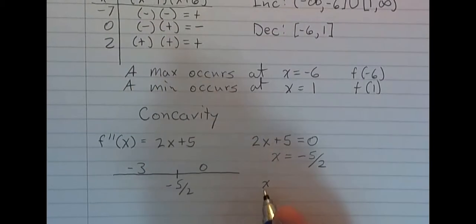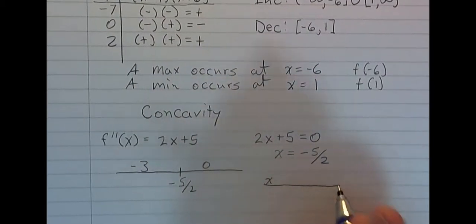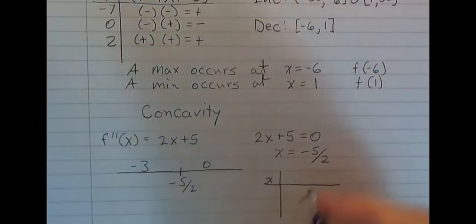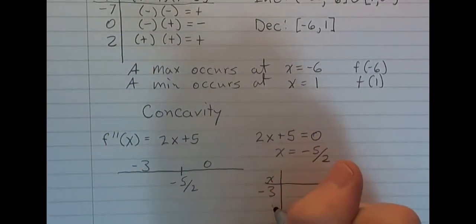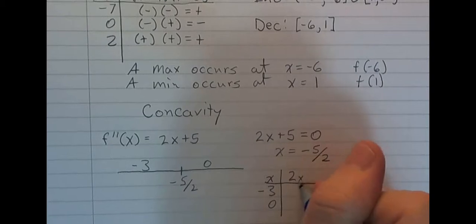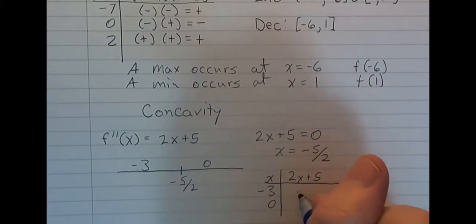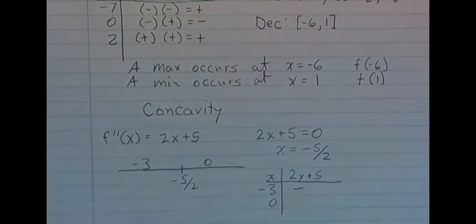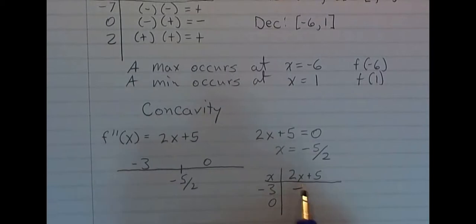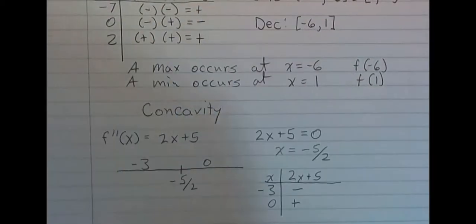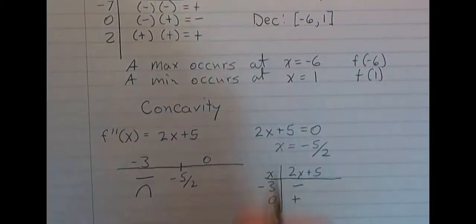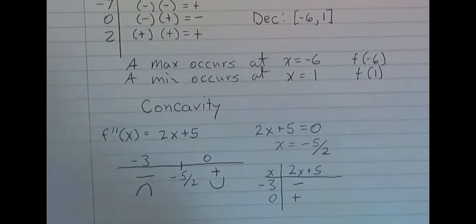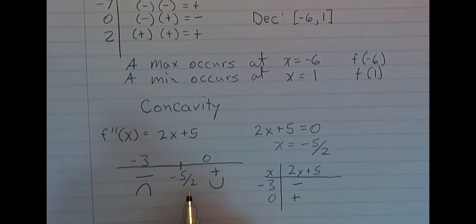And this time, I'm going to plug those numbers into the second derivative because I want to see if the second derivative is negative or positive. Okay, if I plug in a negative 3, I get a negative, right? Negative 6 plus 5. If I plug in a 0, I get a positive. So here's what we got. We got negative here. This is concave down. We got a positive here. This is concave up. This is definitely an inflection. This is where an inflection occurs.